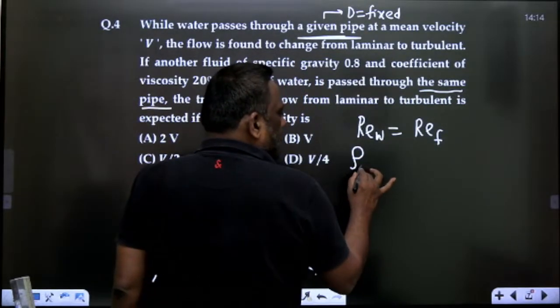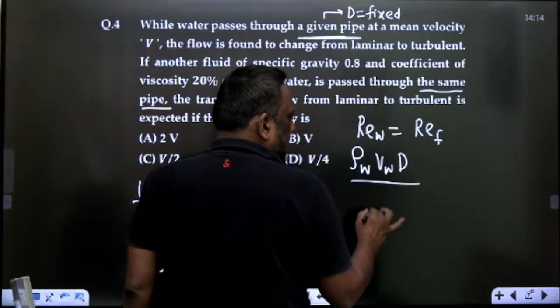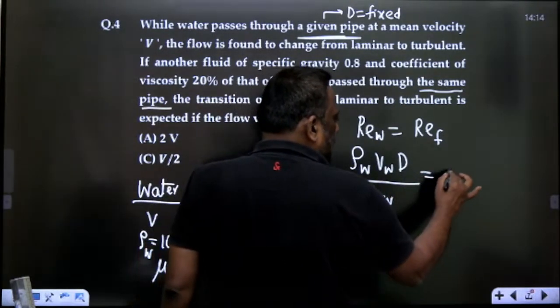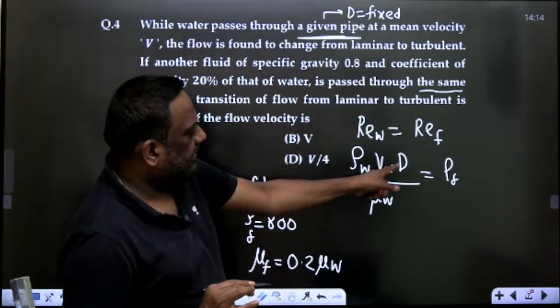So what will be this? Rho of water, V velocity of water, diameter by mu of water should be equal to rho of fluid. What is Reynolds number? Rho V D by mu.